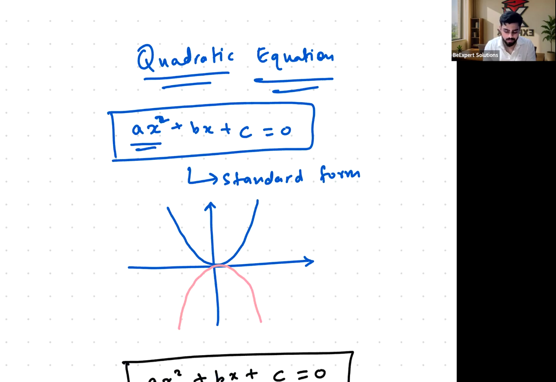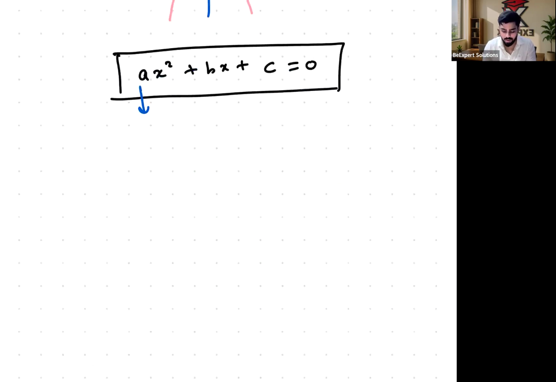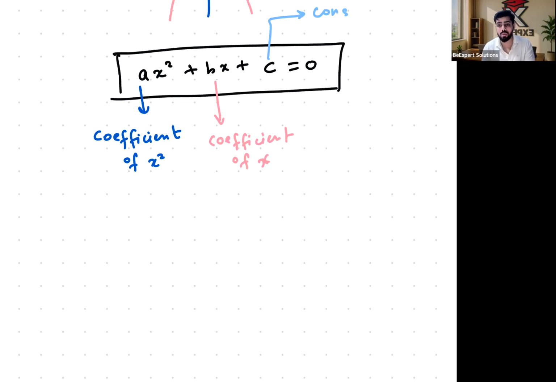Here, a is the coefficient of x square. Coefficient means something which is attached to x square. So the coefficient of x square is a. Then b is the coefficient of x. And c is called the constant term. So these are the three things that you need to remember in the standard form.